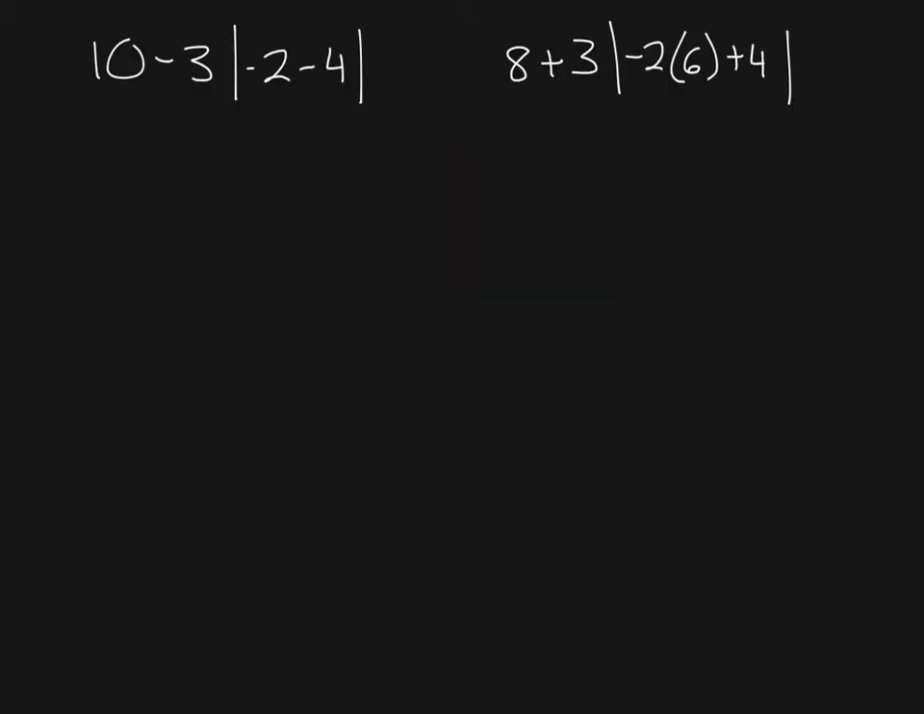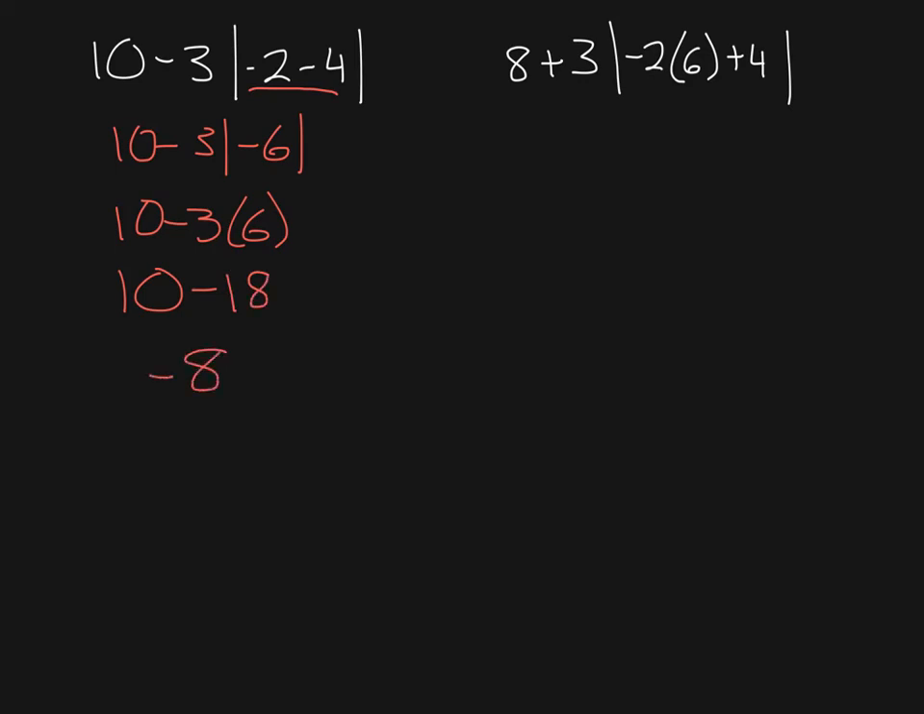Not too bad. All right, we're going to finish up with two more complicated ones, and then we'll be done. In our first one, we have 10 minus 3 times the absolute value of negative 2 minus 4. So first thing we've got to do is calculate what we have in here. That's going to give us negative 6. We have 10 minus 3 times the absolute value of negative 6. Now when we take that absolute value, that's going to become positive 6. 10 minus 3 times 6. Now we can think about that as negative 3 times 6. That'll give us negative 18. And 10 minus 18 is negative 8.